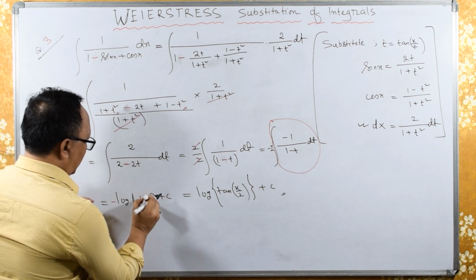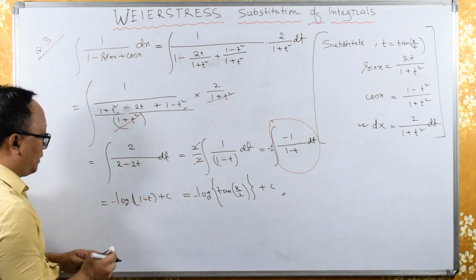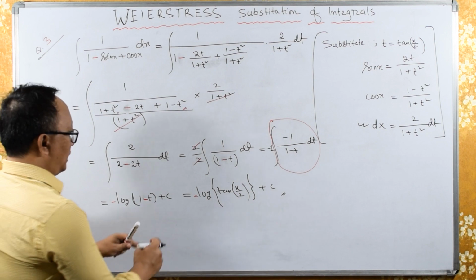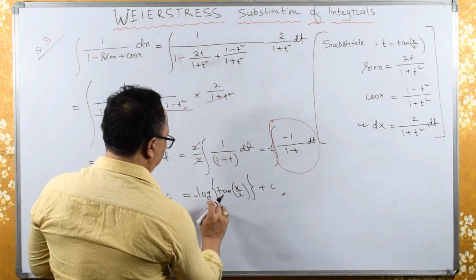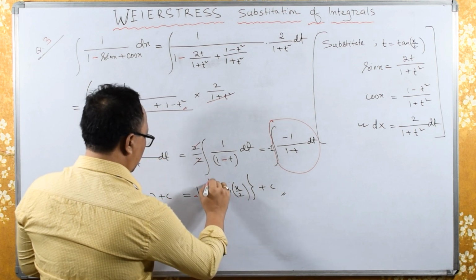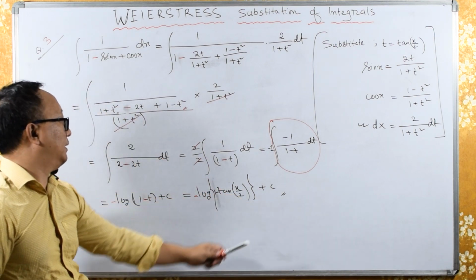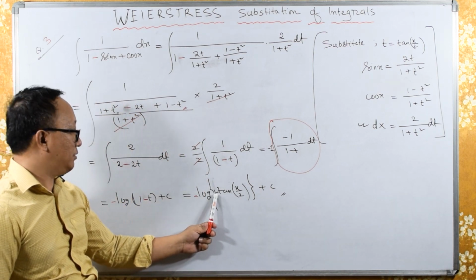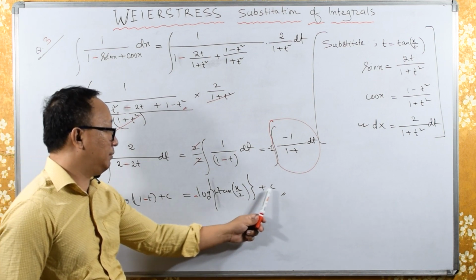Here, we have 1 minus t, here we'll have minus, and 1 minus t. Here previously you have to have 1 minus tan x by 2. In the previous also, I think I forgot to write 1. Here also you have to write 1, so 1 here minus tan x by 2 plus c.